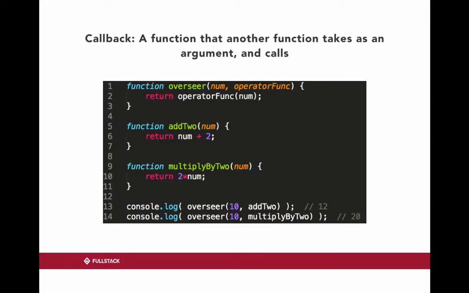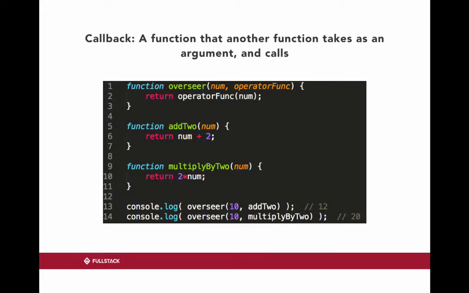In here, num is going to be the number 10, because it's the first argument. Operator func is going to be add2, because it's the second argument. With me so far? Then all we do inside of overseer is return the invocation of operator func, which in this case is add2, onto num, which is 10. So we're just returning whatever this returns when you call it on 10. And all it does is add 2, so it returns 12. We see that because overseer returns whatever this returns, and this is add2 being called on 10, it returns a 12. Cool. You don't have to be 100% comfortable with it yet. Just hopefully you're nodding along at this point.